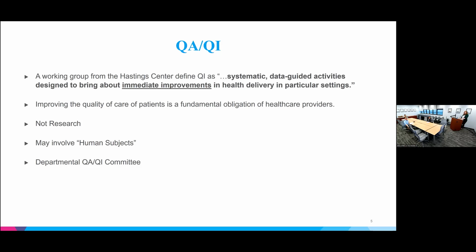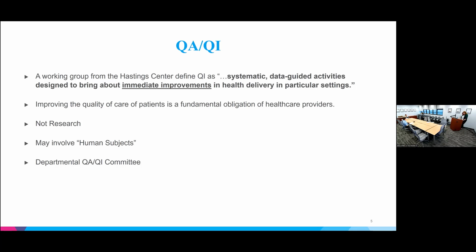If you're conducting a QA or QI study, instead of coming to the IRB, you should go to your departmental QA, QI committee, and they would let you know if you're all set to proceed with the work you want to do, or if it may actually be research and to submit to the IRB.